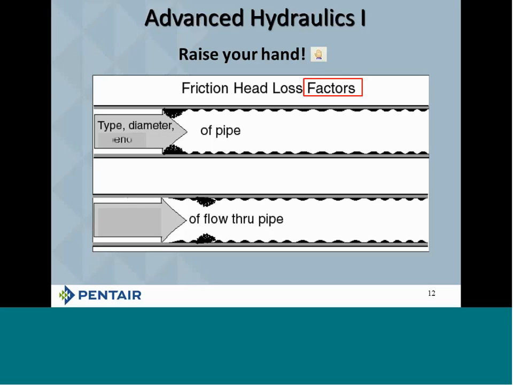And then, of course, this is probably one of the more obvious things, the length of pipe. The longer the pipe is, the more friction loss you're going to incur. I mean, that only makes sense. So those are the three factors that we have to take into consideration. Type of pipe, the diameter of the pipe, and the length of the pipe.